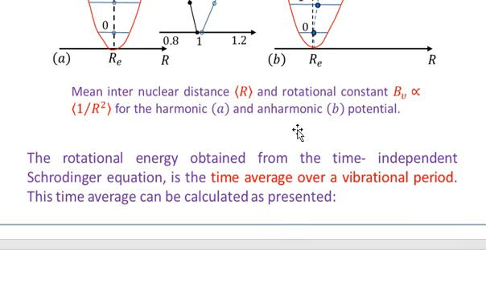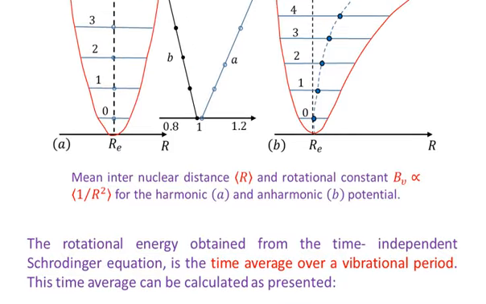because we have averaged quantities, that is, we have the averaged value of r in these vibrational levels. Since in the rotational level the average value of r is involved in the formula, and r has to be replaced by its averaged value, therefore the rotational energy is also given by the time averaged formula, and the average is taken over capital R, over one vibrational period. This time average can be calculated as presented.